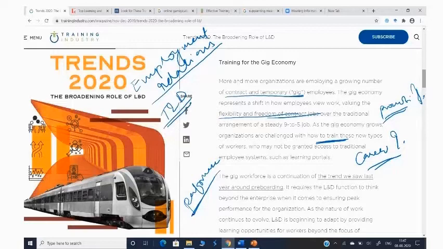So here we see a shift. Again, we see that the companies who are hiring more gig employees, or employees of a temporary or contractual nature, are definitely investing more in short-term training programs, right? Because the person is going to work for a few years with them, so whatever work the person is going to do, they will just focus the training activity on skill development in that particular area only.